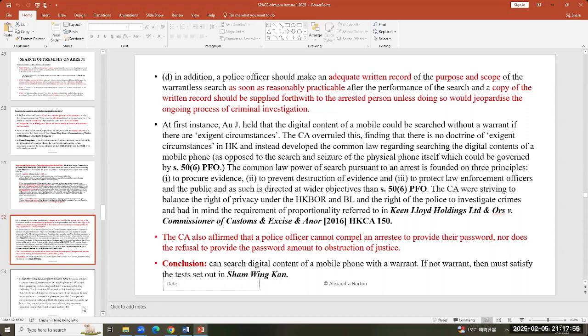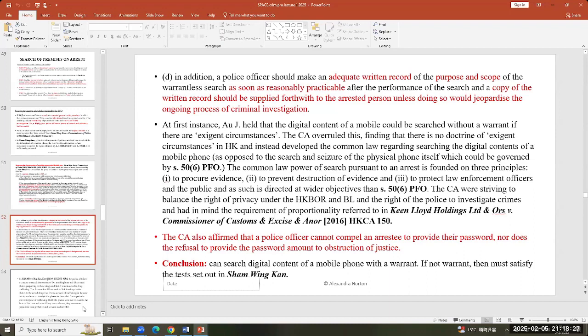So if your phone is protected with thumbprint ID, then what do they do? Do they forcefully take the suspect's fingers and put it on the phone? They can't do that either. That would be assault. If the phone is password protected, can the suspect be forced to give their password? So this case of Shamwin Khan says no. The police cannot compel the suspect to give their password against their will. And it's not obstruction of justice if they refuse to give their password.